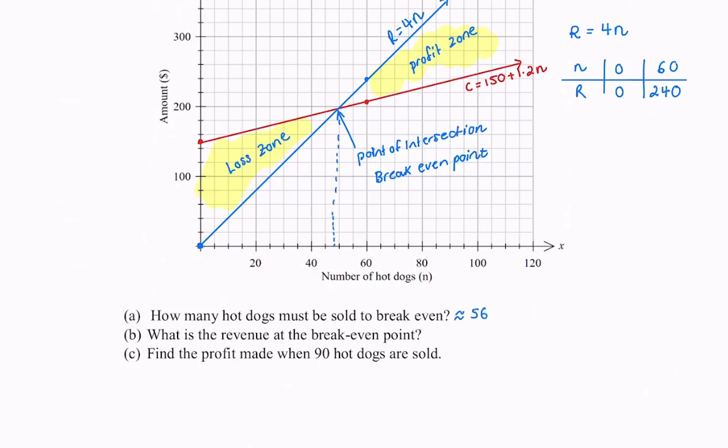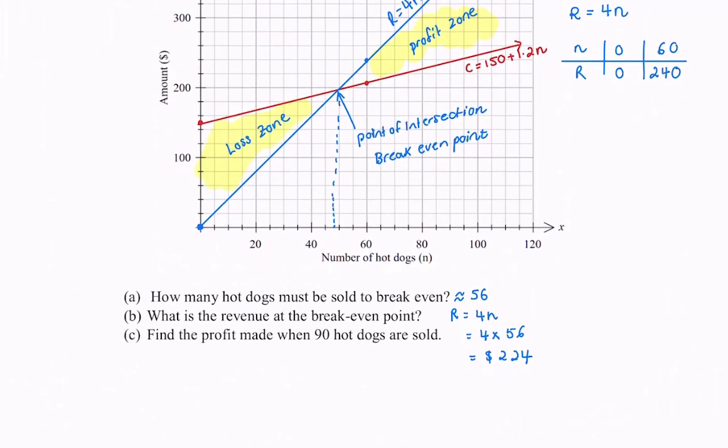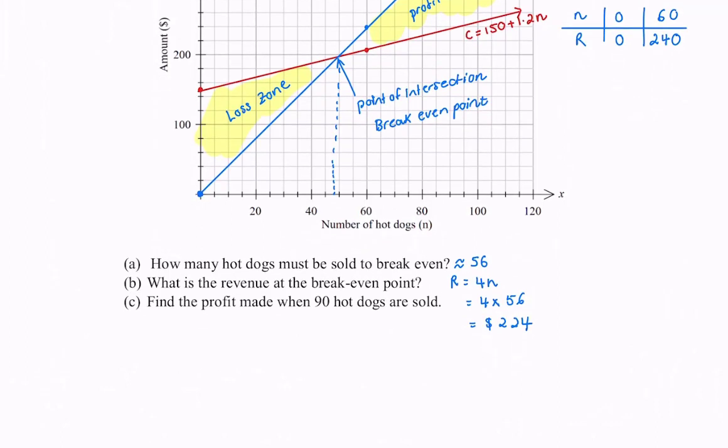So the question is, what is the revenue at the break-even point? If we're looking at the revenue at the break-even point, we can just use the formula we have, R equals 4N, which is 4 times approximately 56, which gives me $224. The other way is we could have tried to read this off the graph, and you can see the graph is not giving a very accurate point. It's probably because I'm drawing on a computer screen.